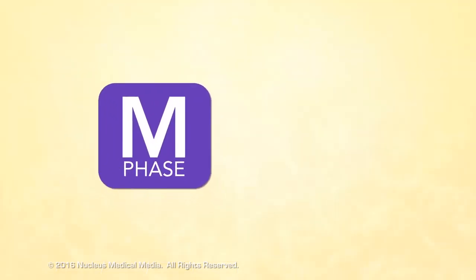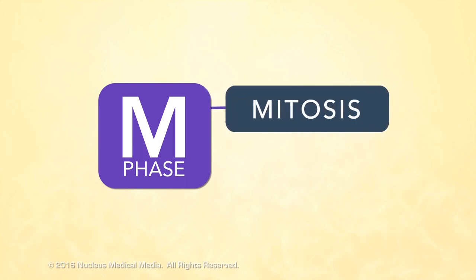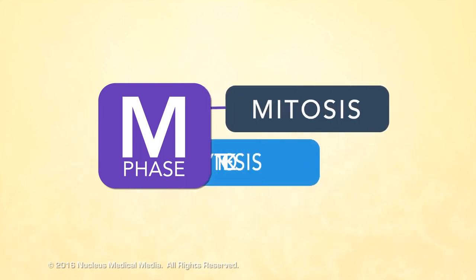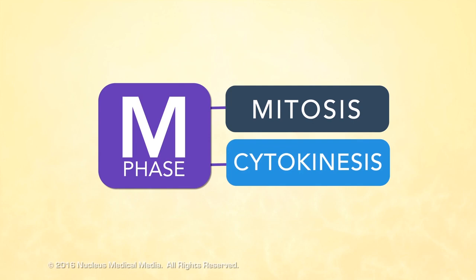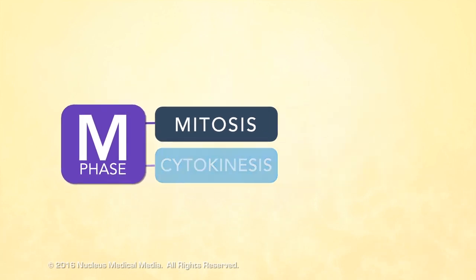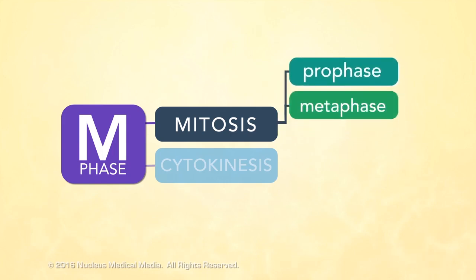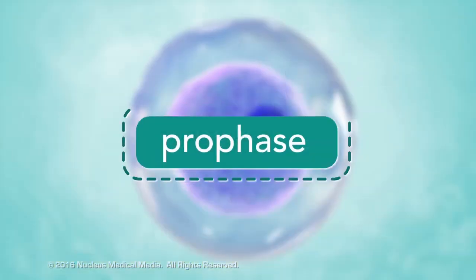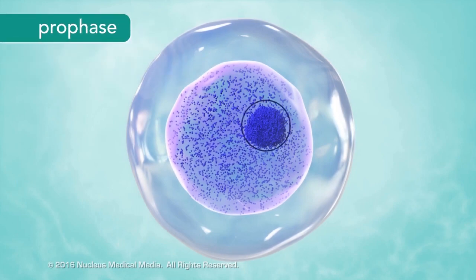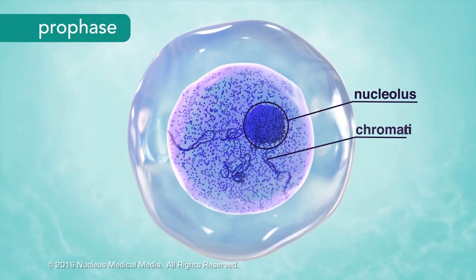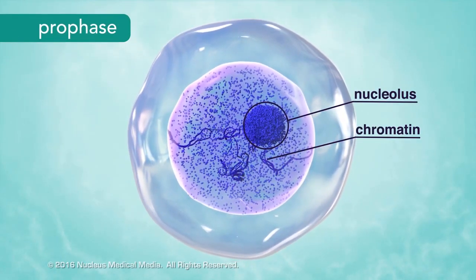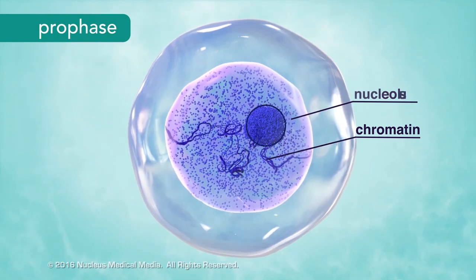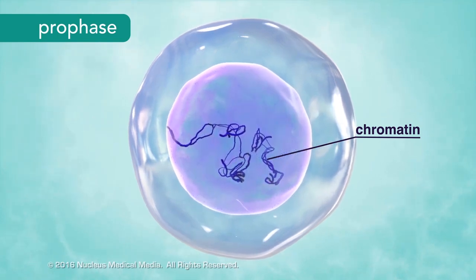Cell division includes division of the nucleus, called mitosis, and division of the cytoplasm, called cytokinesis. Mitosis is further broken down into 4 phases: prophase, metaphase, anaphase, and telophase. Prophase is the longest phase of mitosis. Prophase is when chromatin begins to condense into the shape of chromosomes, and the nucleolus disappears.